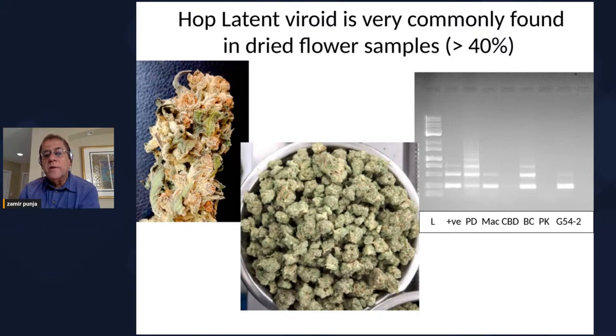And so much so that when we sampled dried flower buds from various locations and various production facilities, as shown here in this gel, 40% of them had hop latent viroid present in the dried flower. It certainly gives you room for thought that some of the products that are out there being sold may actually have hop latent viroid in them unknowingly, as a result of infection of plants that were going into flower. And that's something to consider as well in terms of the levels of THC.